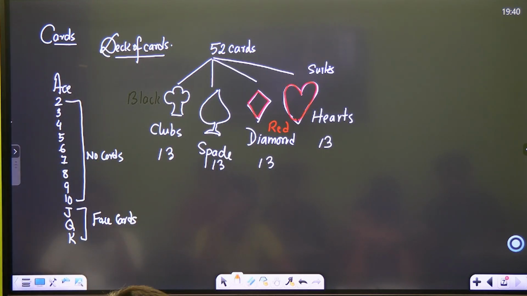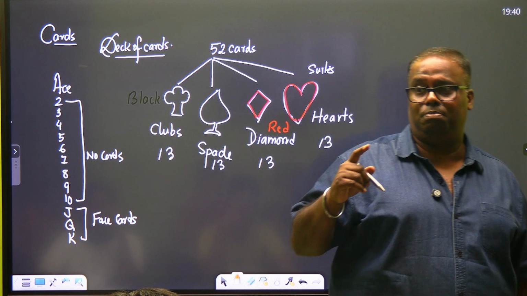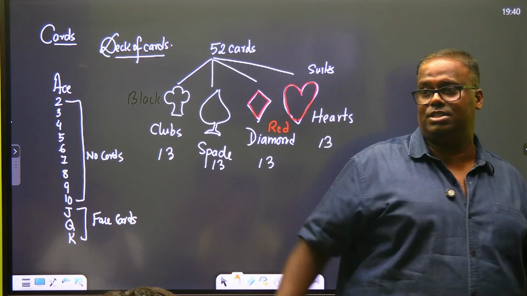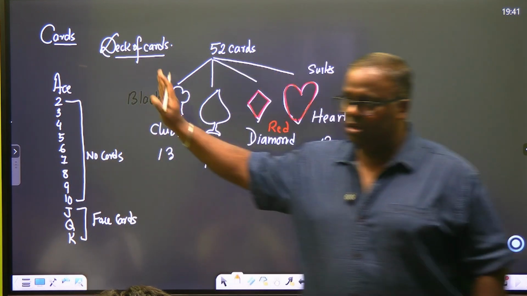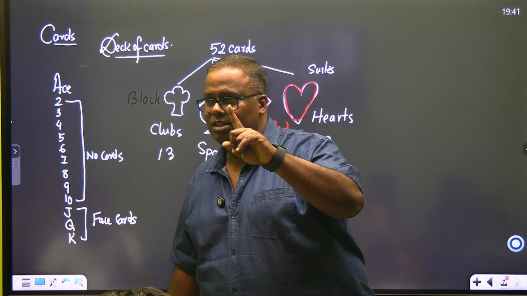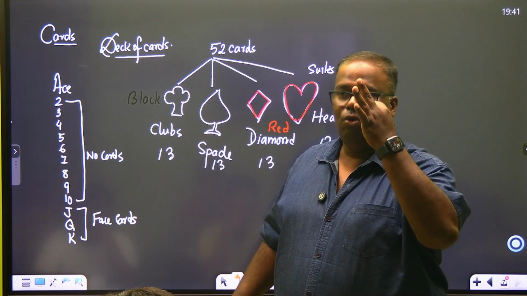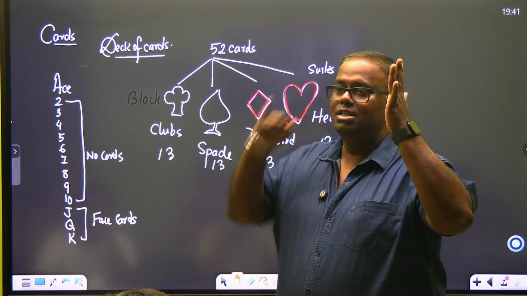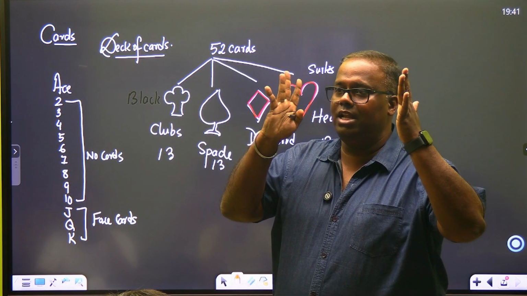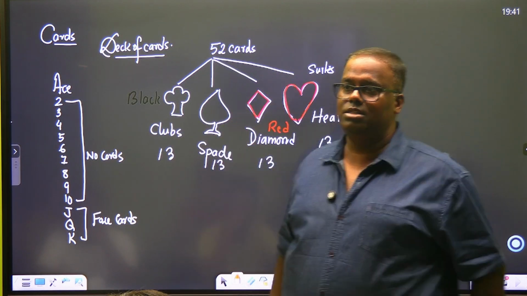Face cards. Many people, children make a mistake. They count ace as a face card. Ace is not a face card. Let's understand whether you're comfortable with this. So you've got an ace, right? You've got 2 to 10. 2, 3, 4, 5, 6, 7, 8, 9, 10. So how many? 9. 9 numbered cards and 3 face cards.